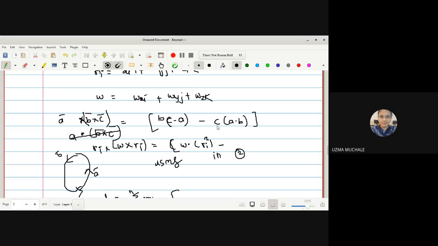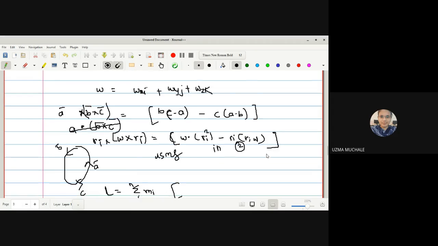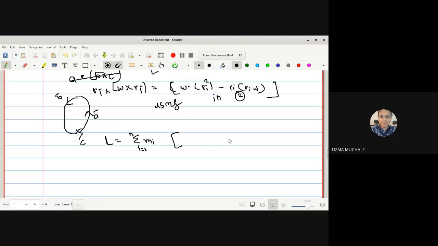What is C here? In this case again, C is Ri. A dot B. What is our A? A is nothing but your Ri into W. And we have to use this. Let me write down as it is whatever I have written. This is W dot Ri square minus Ri dot W.